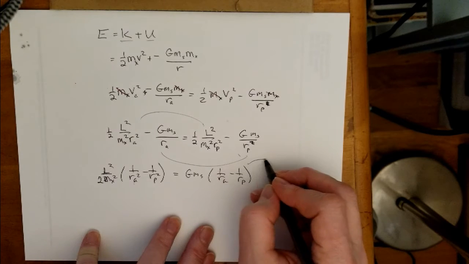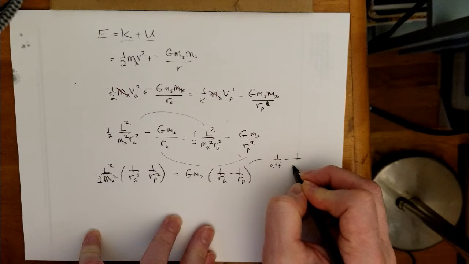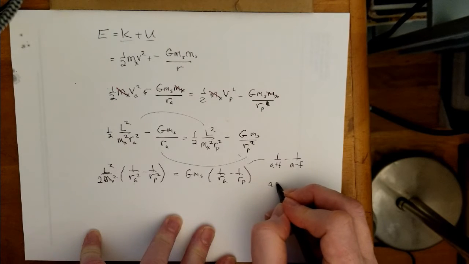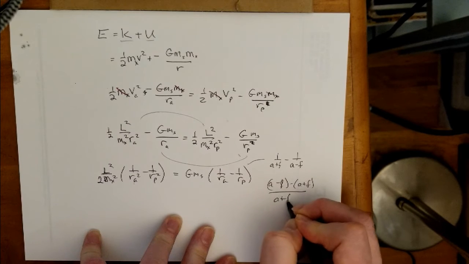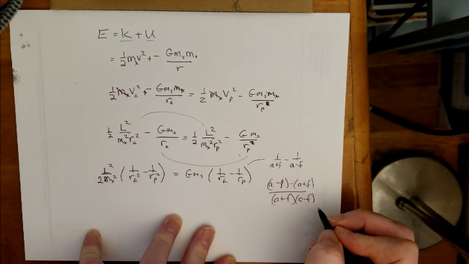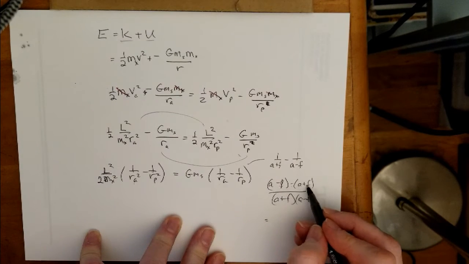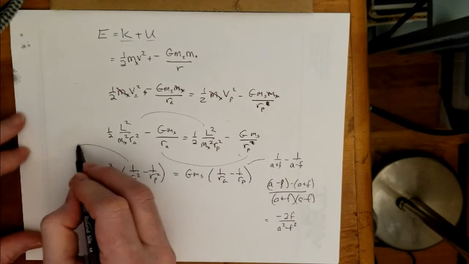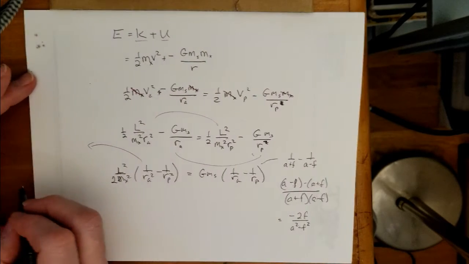So working this out, this becomes 1 over a plus f minus 1 over a minus f, which is a minus f minus a plus f over a plus f times a minus f, which is, well, the negative f minus f. The a's cancel out, and so we're left with negative 2f over a squared minus f squared. Over here, and yeah, I'll squeeze it in over here. When has that ever gone badly?